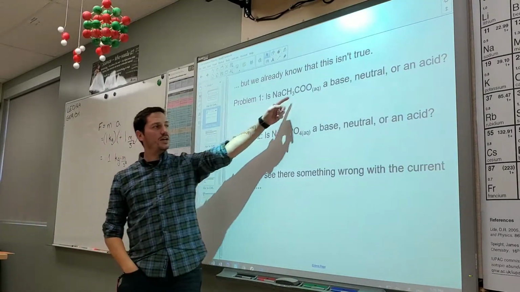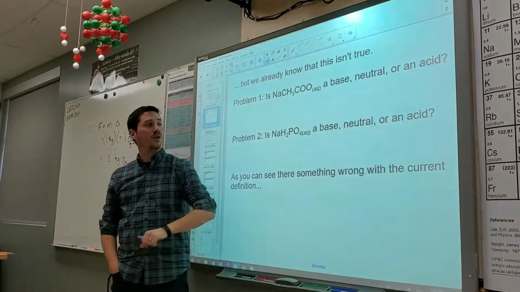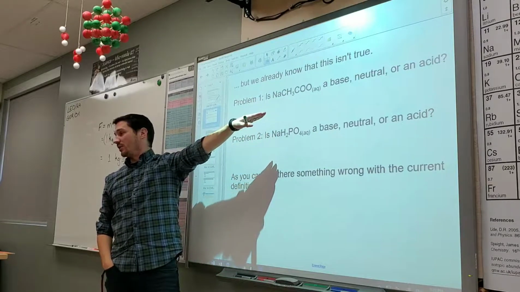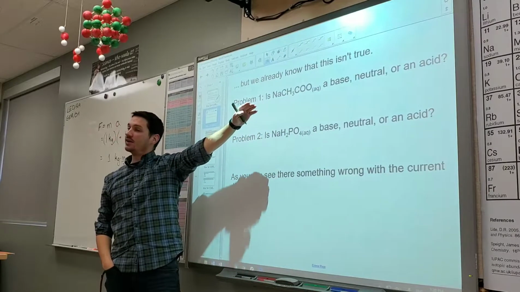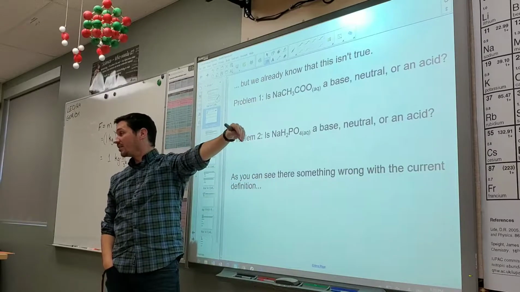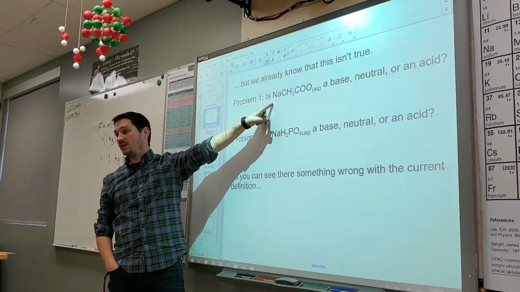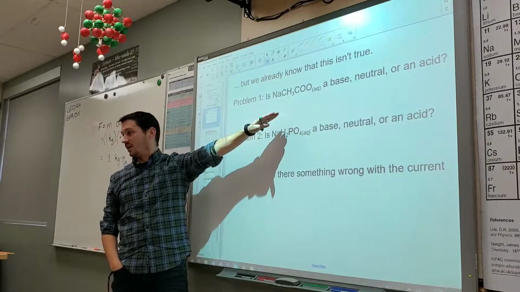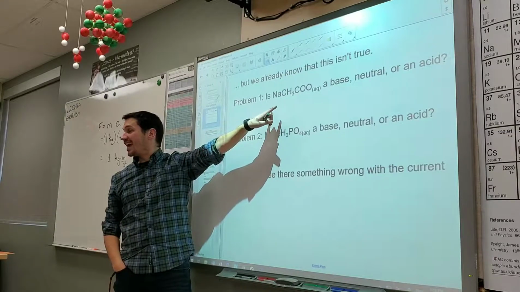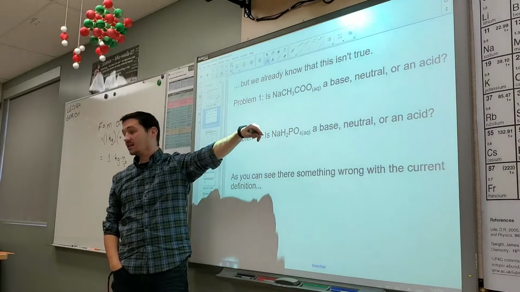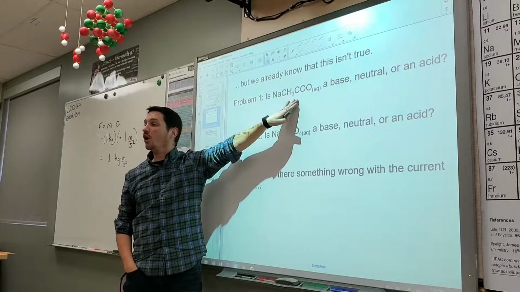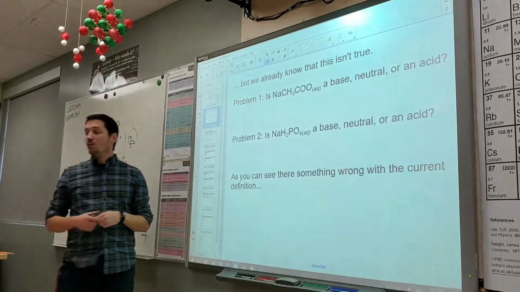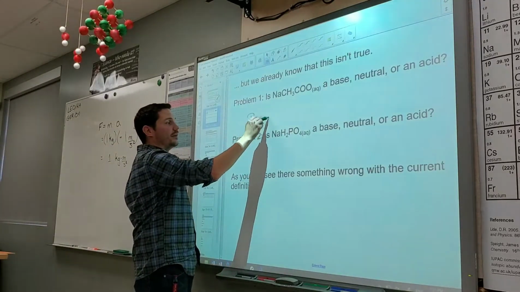Problem number one is sodium acetate: acidic, basic, or neutral? I'm wondering, when you look at this, what do acids always start with? Either H's or they end with COOH. Does this start with an H? No. Does it end with a COOH? No. Okay, so it's not acidic, we're assuming. Is it basic? Does it have an ionic hydroxide in it? Yeah, it's ionic, but is it OH? No, it's not, right? This is 100% a basic solution.